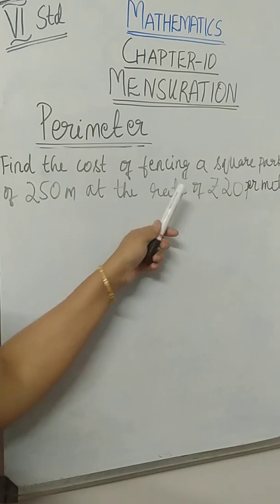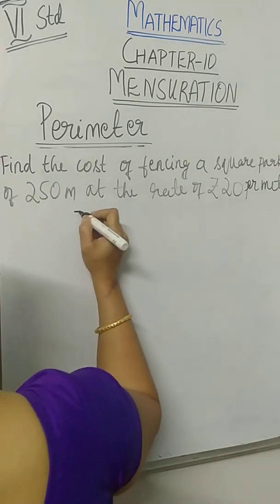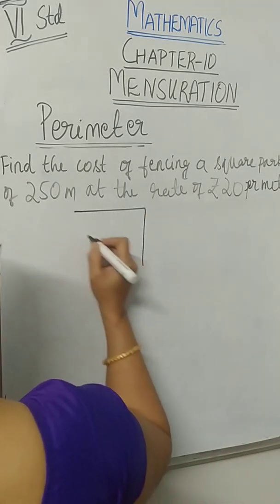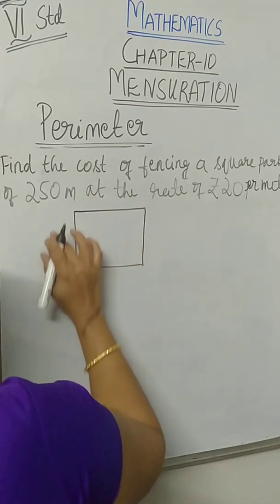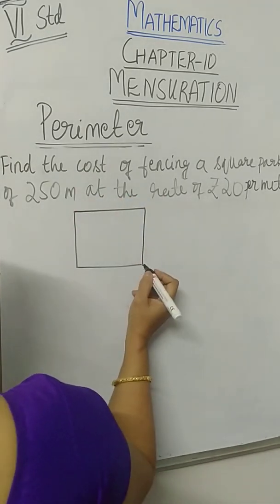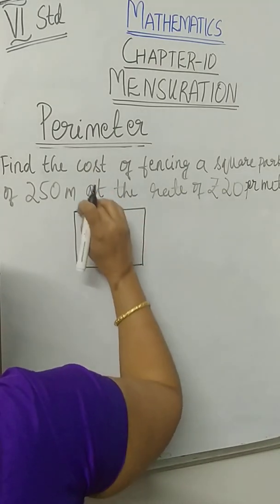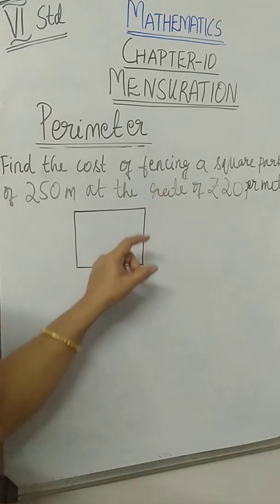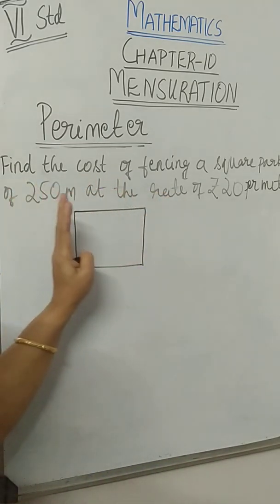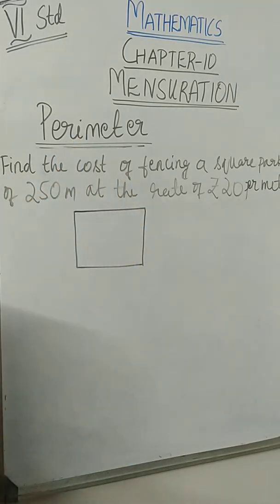What do you mean by fencing? Fencing is the outer boundary, or the compound wall, or look here, if this is the park, the outer boundary is there, na? This is called the boundary of this square park. So the fencing means it may be a construction of a wall or some sheet or something is placed around this. So what it is? It is just the perimeter.